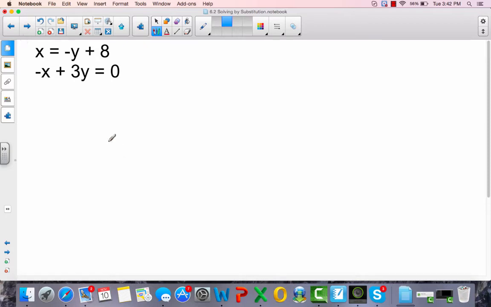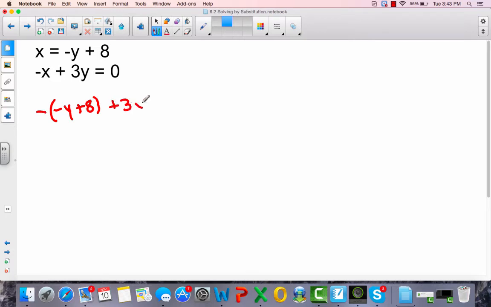Okay, so we've got x equals negative y plus 8. So instead of the x, we're going to put negative y plus 8. A very important concept here is it says negative x. So when I replace the x, I'm going to be putting negative y plus 8. Negative y plus 8. That's what x is, and it's negative.